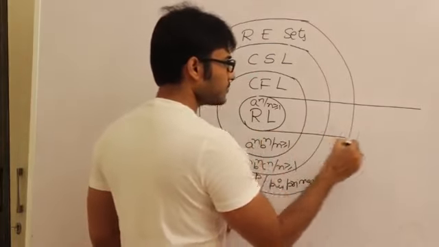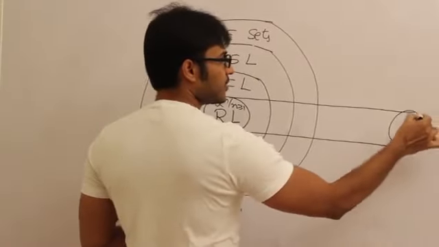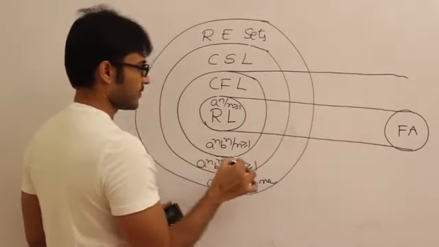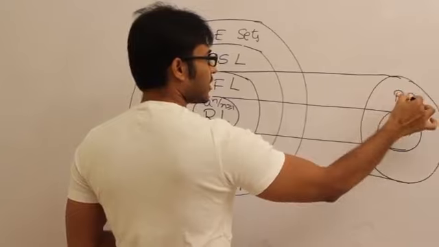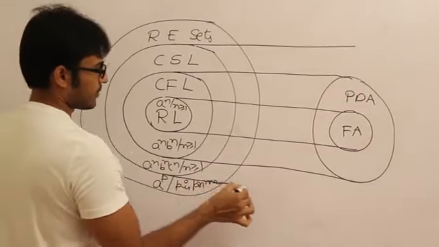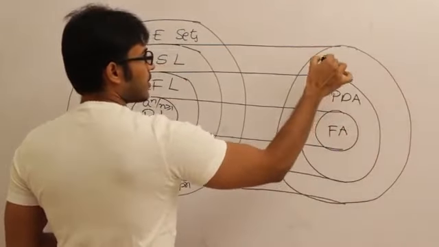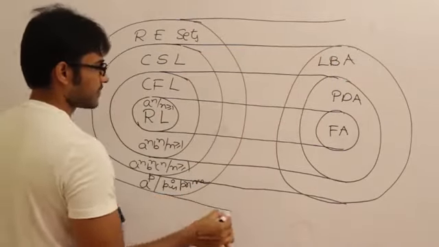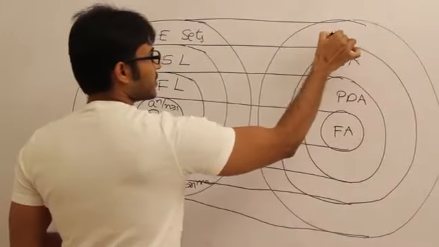Now for the class of regular languages, the machine which was able to accept it is finite automata, and for the class of context free languages, the machine which was able to accept it is pushdown automata, and for context sensitive languages, the machine which will be able to accept it is called linear bounded automata, and for recursively enumerable sets, the machine which will be able to accept it is called a Turing machine.